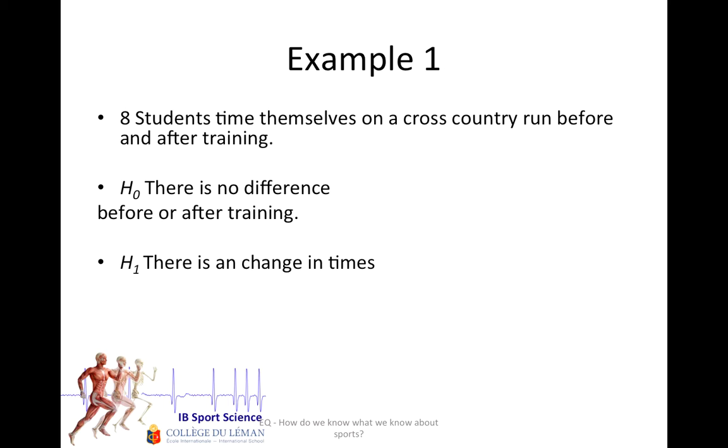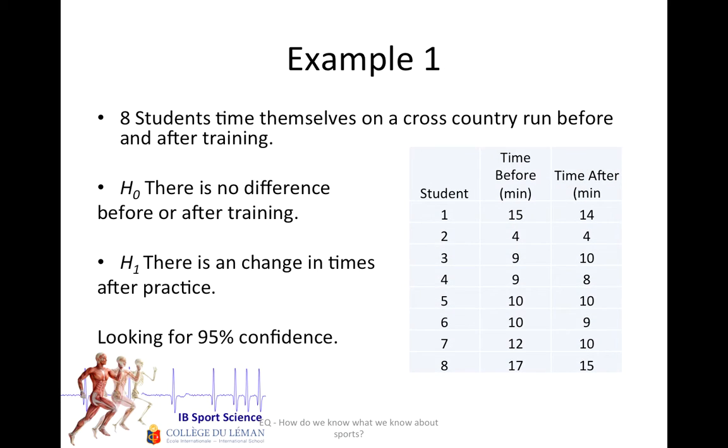Hopefully you've decided that it's a two-tailed test because I haven't predicted a direction in which they're going to change. If I'd said that their times are going to improve or their performance will improve after training, that would be a one-tailed test, but I haven't, so I've just said there's going to be a change in the times. And we're going to look for a 95% confidence that these two data sets are separate. So here are my results.